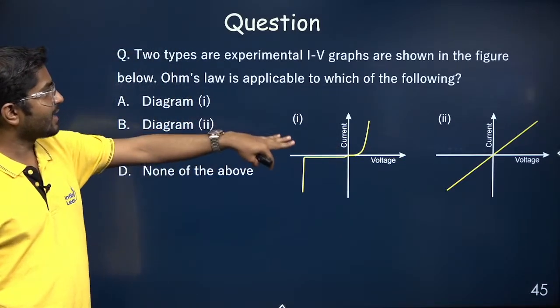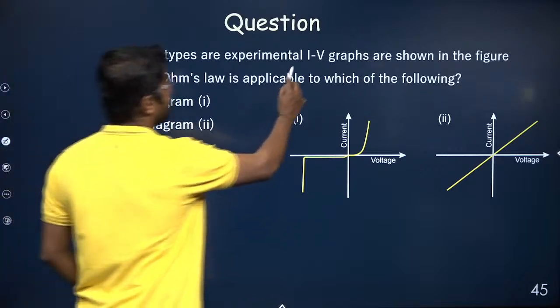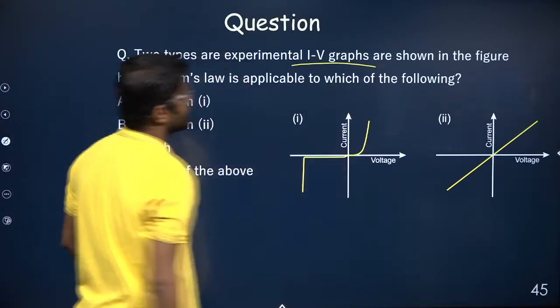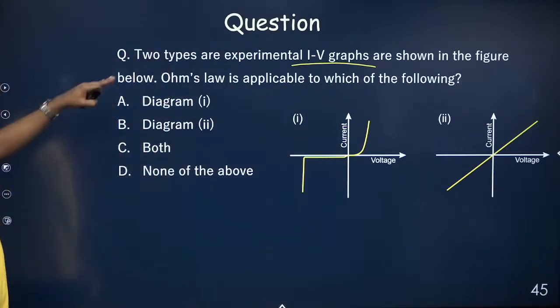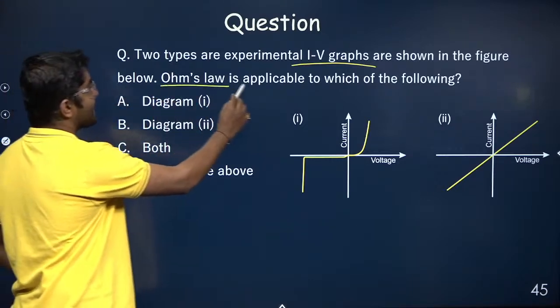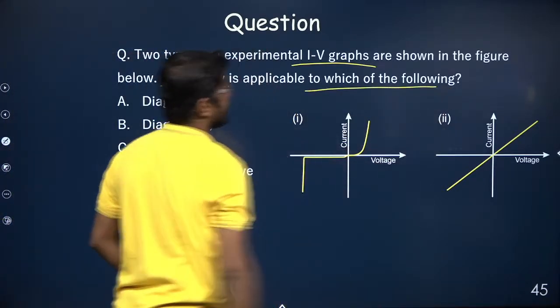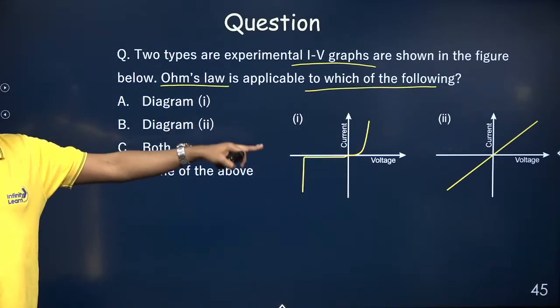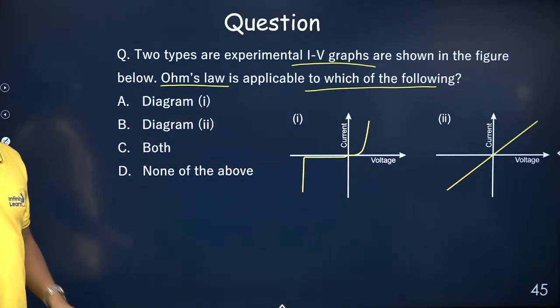So now there are two graphs, correct? Graph 1 and graph 2. Two IV graph, current versus voltage graph. So Ohm's law is applicable for which of the following? So for which of the following graph we can use the Ohm's law? That is the question.